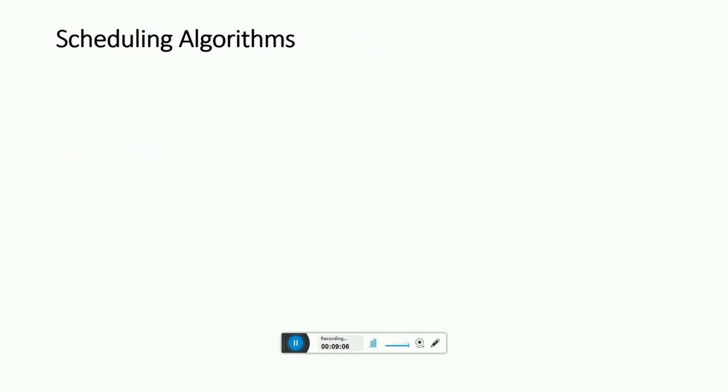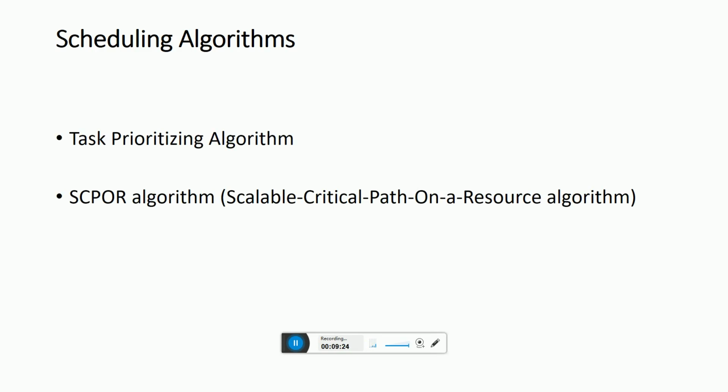In the scheduling algorithm section, this paper presented two algorithms. One is the task prioritizing algorithm, which ranks the order of tasks for workflow execution. The other is the SCPOR algorithm. This algorithm is proposed to schedule workflows on an SOC environment. Actually, the SCPOR algorithm is an extension of the CPOP algorithm, which was applied for mapping a workflow application to a bounded number of processors.